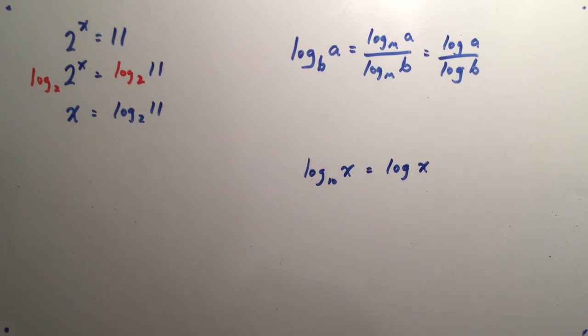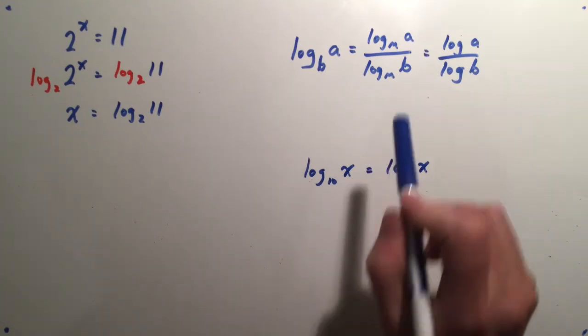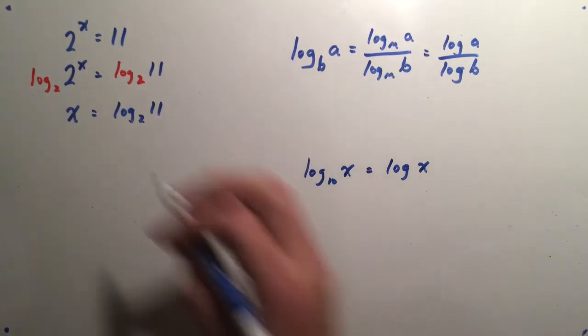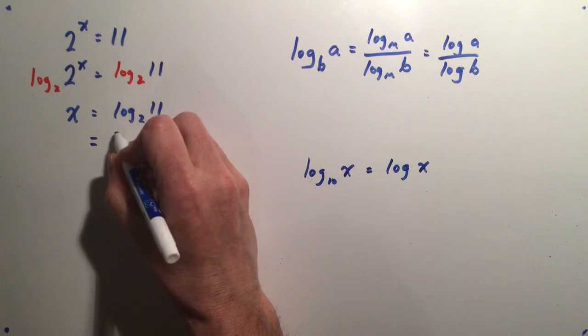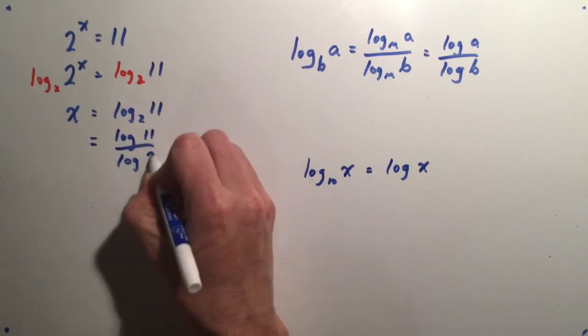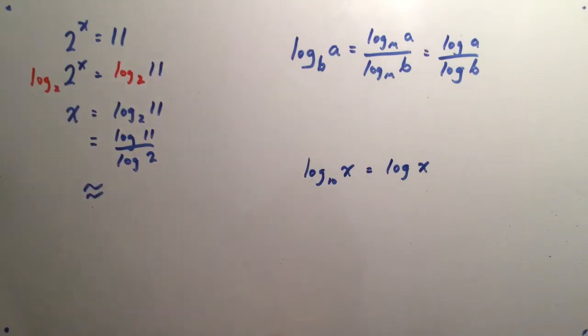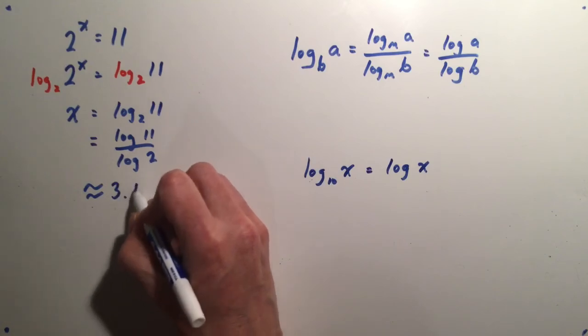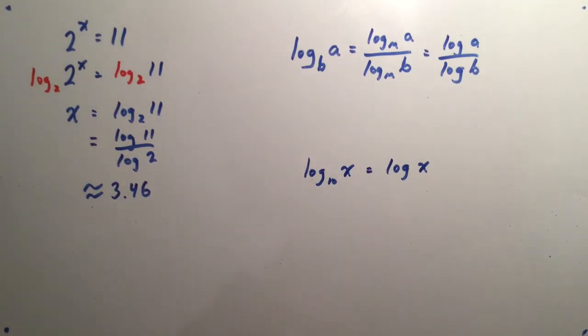Sometimes it's going to be useful to have a base other than 10, a base of your choosing. But for our purposes, we're mostly going to be using 10 because it's on our calculator and it's going to help us solve these equations. So with that in mind, the next step of my equation becomes x is equal to log of 11 over log of 2. And now I can go to my calculator and ask it. My calculator says that is approximately 3.46, somewhere in between 3 and 4, just like we were expecting.